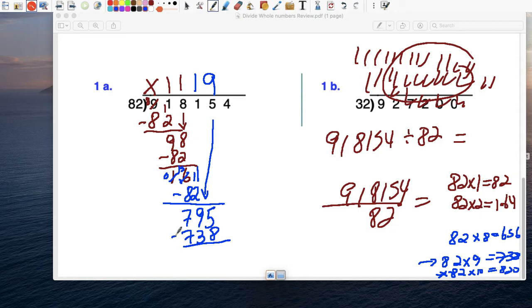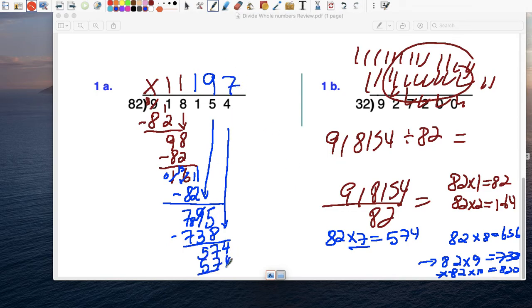Subtract. 9 becomes an 8. 15, 155 becomes 15. That's a 7. 8 minus 3 is 5. And we bring the 4 down. How many times can 82 go inside 574? Let's try 82 times 7. So 82 times 7 is, oh, look at that, 574. Right, because 9 was too much, 8 was too much. So we try 7. Put a 7 here. It's exactly that.